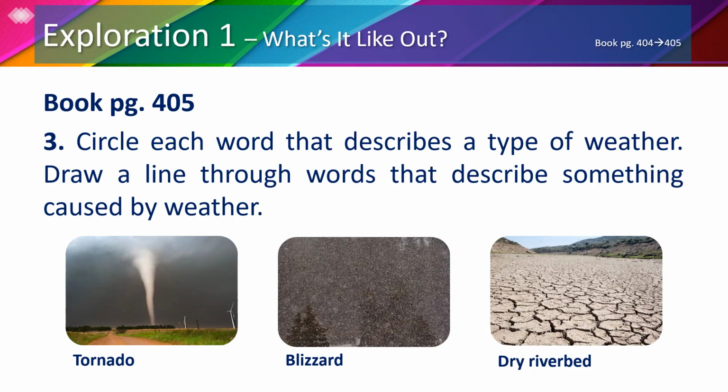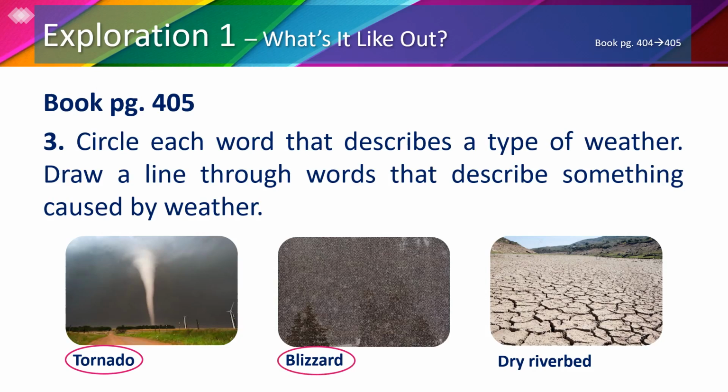Continuing number 3, we can notice in the first picture here a tornado. Tornadoes are a type of weather. They can destroy buildings, trees, and cars. So we circle it because it shows a type of weather. In the second picture, we can see a blizzard or a snowstorm. Blizzards are also types of weather, so we circle it.